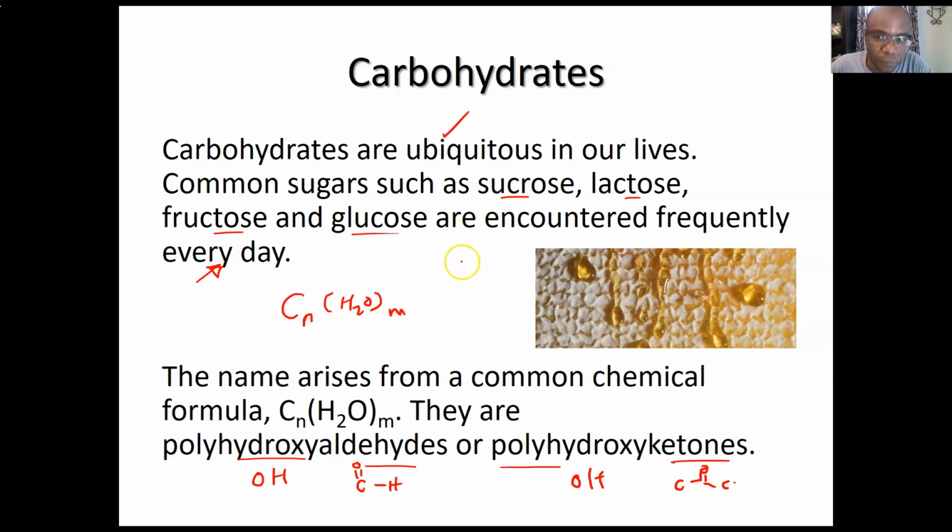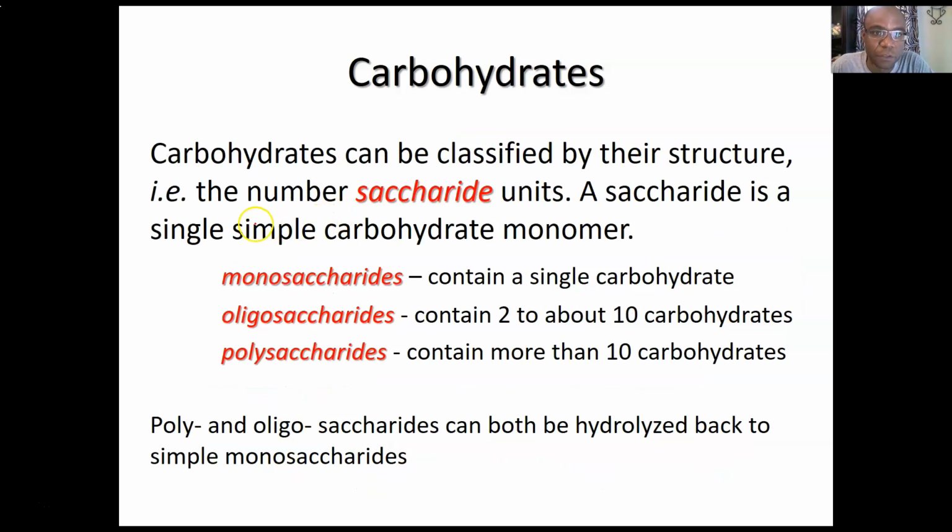Okay, so let's try and break down what we're talking about here. Carbohydrates can be classified into three. There is monosaccharide, which means you only have a single carbohydrate unit, or oligosaccharide, which means you have 2 to about 10 carbohydrates in the structure, or polysaccharides, where you have more than 10 carbohydrates in the structure. You most likely have a polymer. I think one would even consider cellulose to be a polymer carbohydrate in this case.